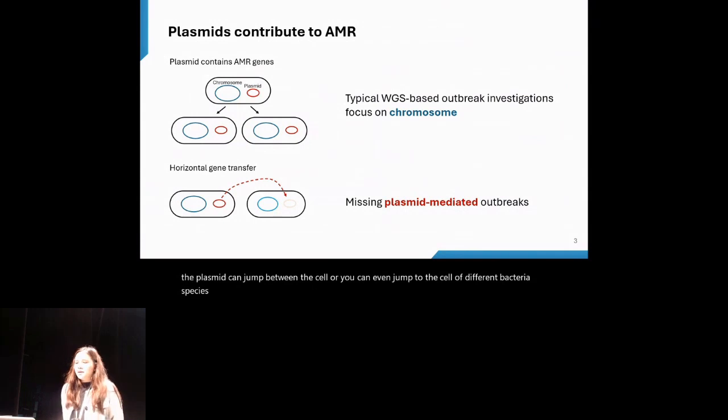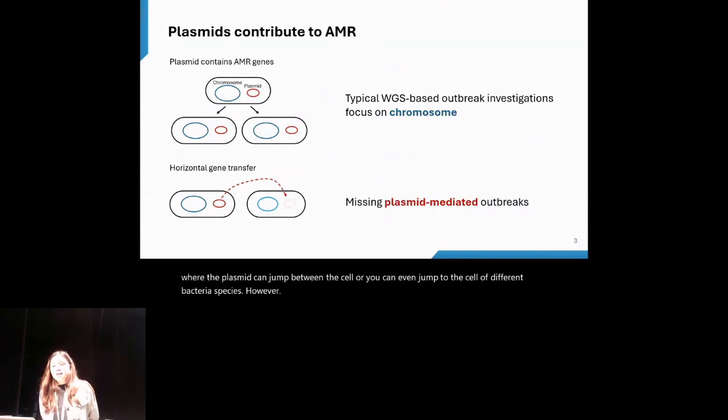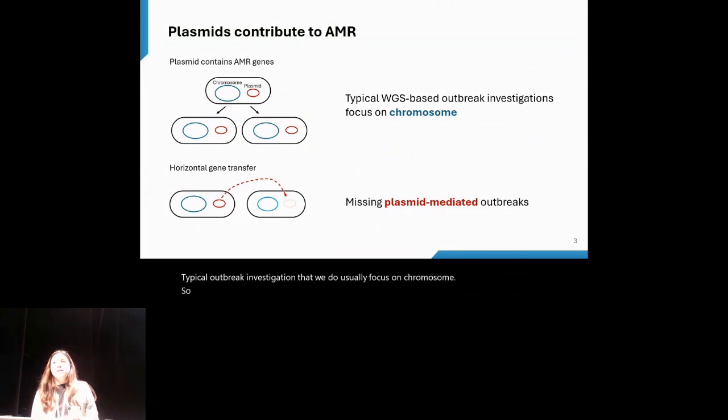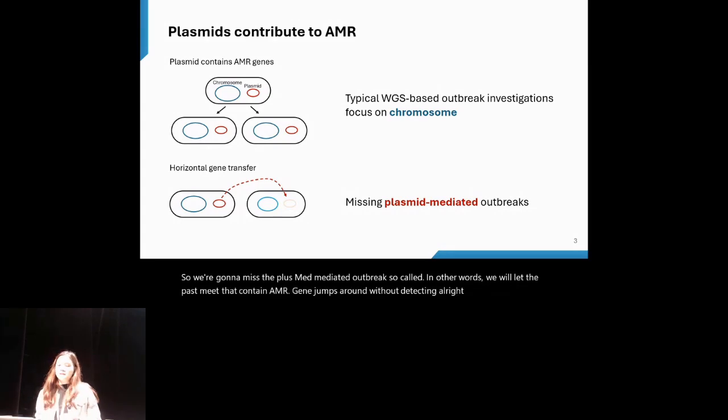However, the typical outbreak investigation that we do usually focuses on the chromosome. So we're going to miss the plasmid-mediated outbreak. In other words, we will let the plasmid that contains the AMR gene jump around without detecting. So detecting the plasmid is very important.